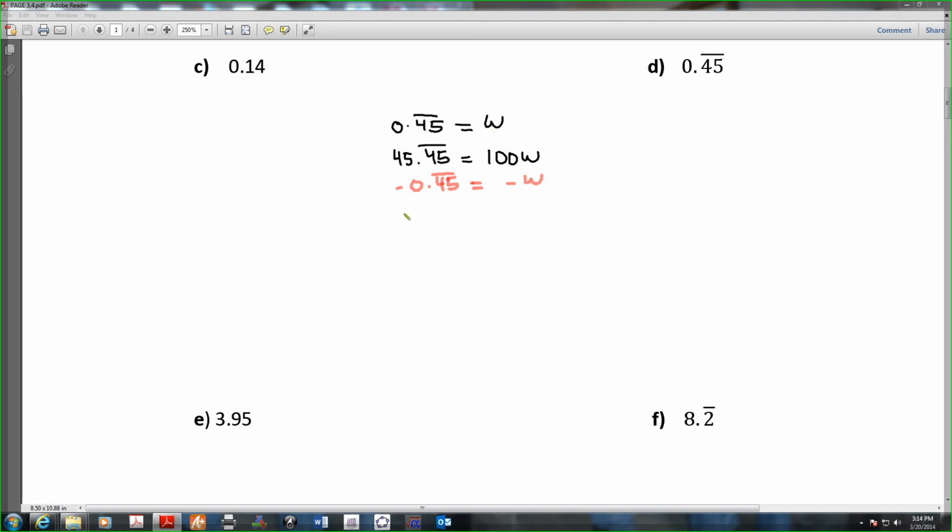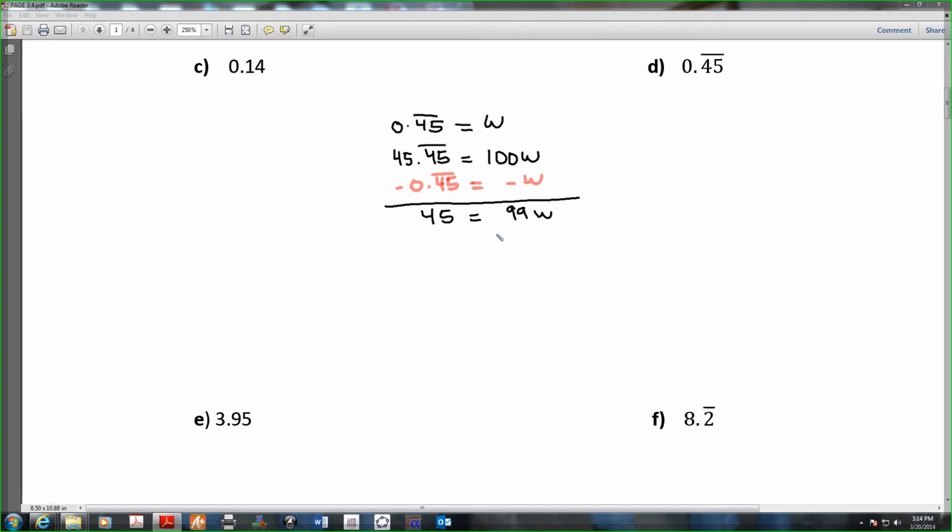So if I subtract it, what am I going to get? I'm going to get something pretty simple. That it gives me 45 equals 99W. Why 99? If I have 100 W's and I take one out, I have 99 left.